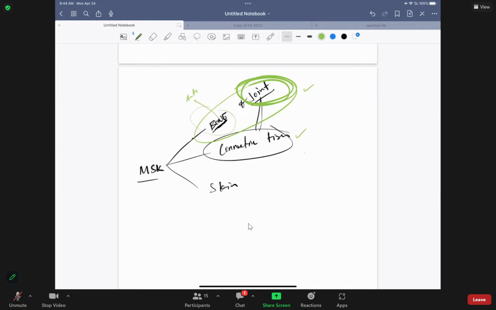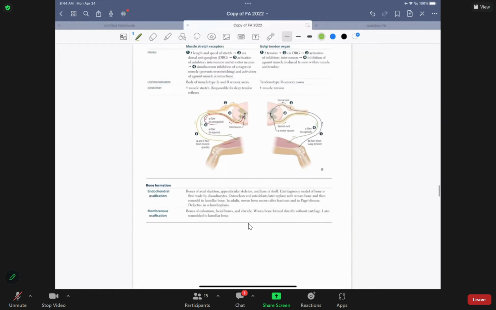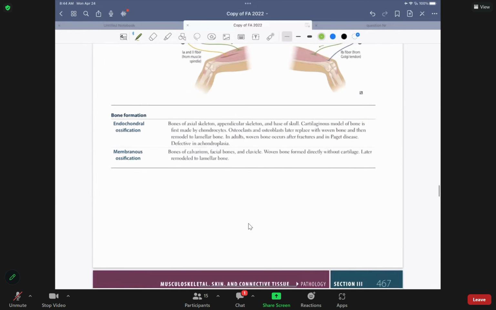It's a memorization, okay? So I want you guys to go to page 466 to start with some basics, and then we're going to finish all the systemic diseases, which is considered high yield.